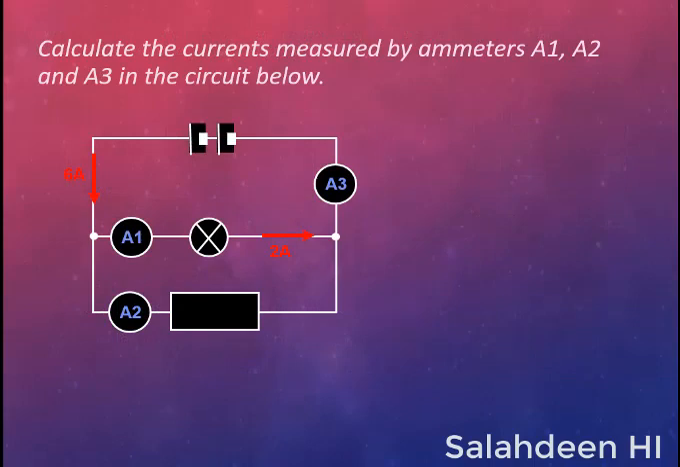Let us look at this question. Calculate the currents measured by ammeters A1, A2 and A3 in the circuit below. Here we have the ammeters A1, A2 and A3. A1 will give us 2 amperes. A2 will give us 4 amperes. And A3 will give us 6 amperes.